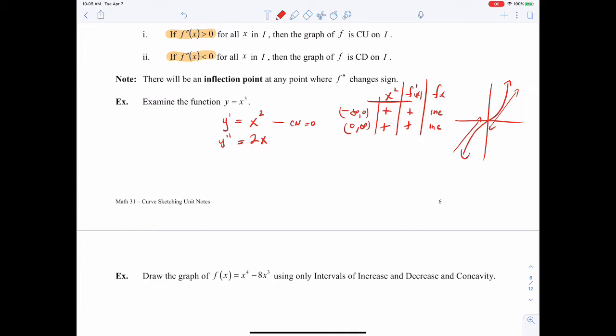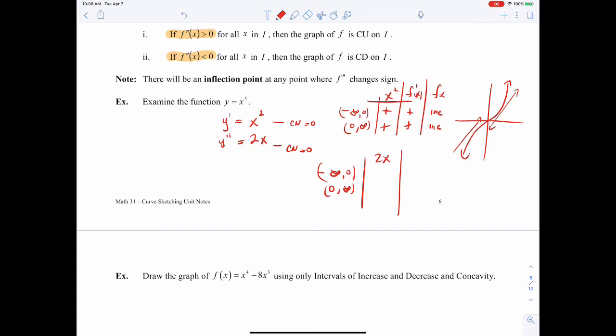So now if I think about the second derivative, the critical number here is still 0. So I still have negative infinity to 0 and 0 to infinity. But now I'm going to put it into 2x.